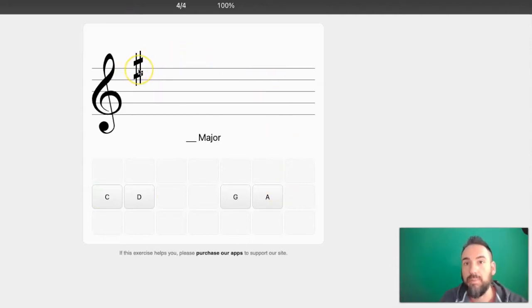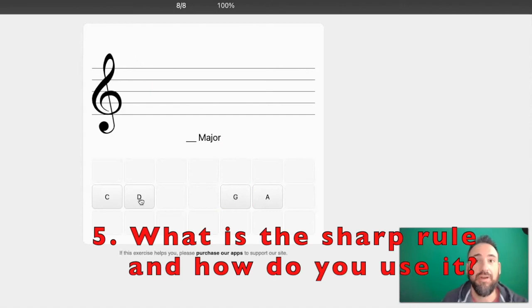Now I've only got 1 sharp. So my last sharp is F sharp. Okay, so then I need to know again what's 1 above that. A, B, C, D, E, F, G. I'm in the key of G. So number 5 is what is the sharp rule? And how do you then use that rule to find the name of the key?